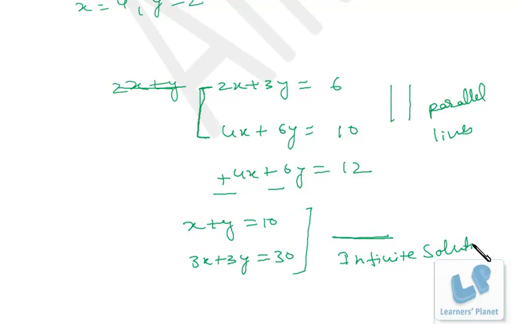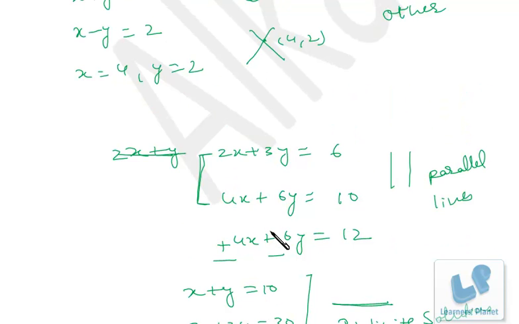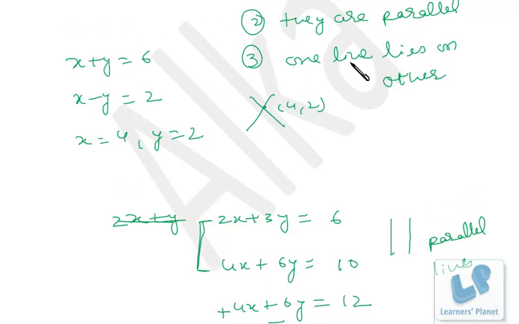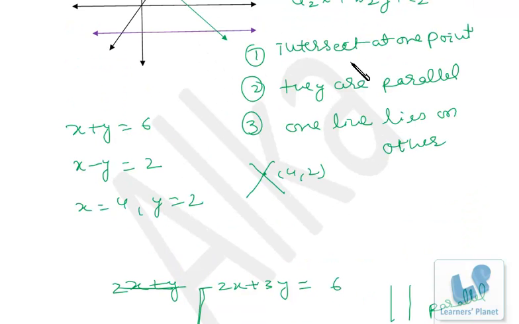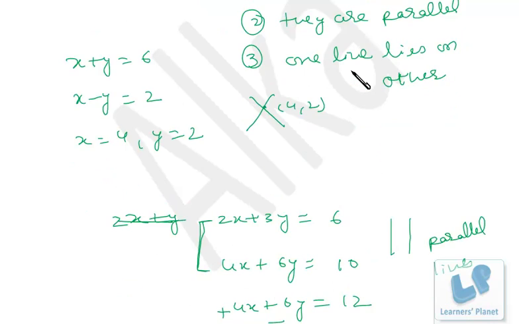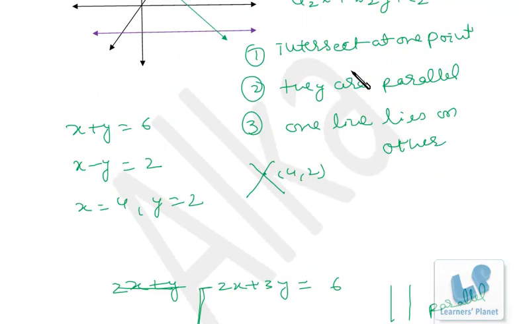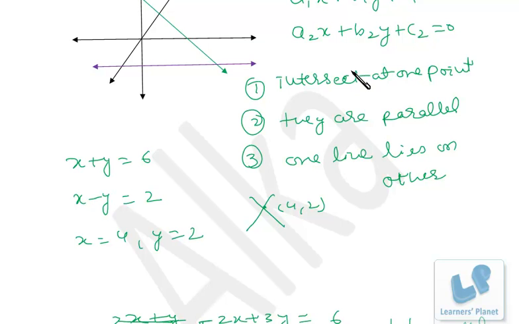Okay, so we have discussed the three situations for the pair of lines: when they are parallel, when they are intersecting, and when one line is lying on the other, giving infinite solutions. Now by looking at the equations of the lines, how could we determine that? I just come to that point.